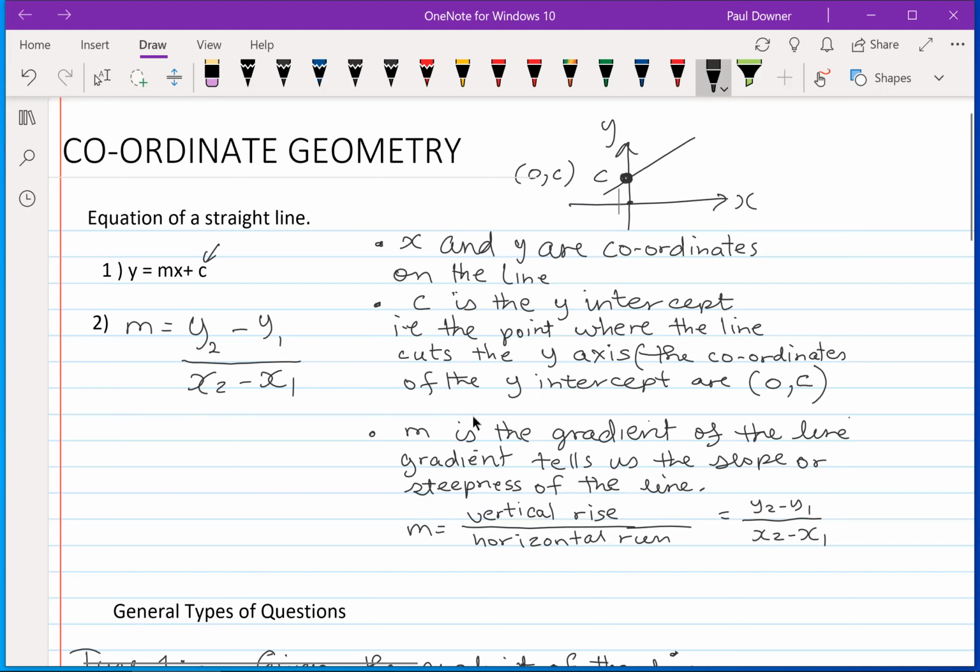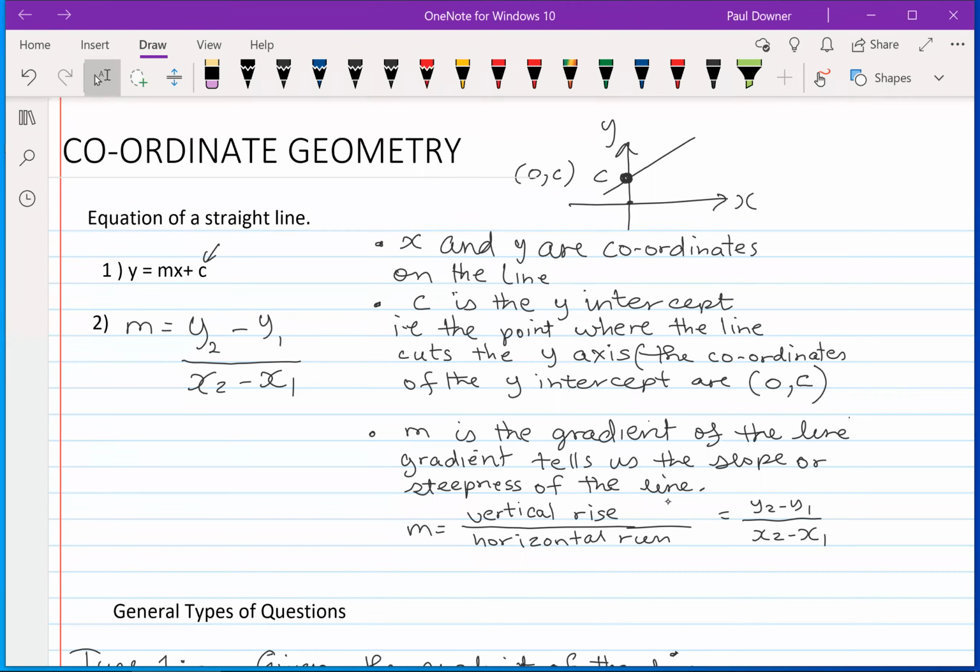Then the next very important component in this equation is the m value. What is the m value? m is the gradient of the line. And what does gradient tell us? Gradient tells us the slope or steepness of the line. So the steeper a line is, the greater the gradient of the line. Or the greater the slope, the greater the value of m is.